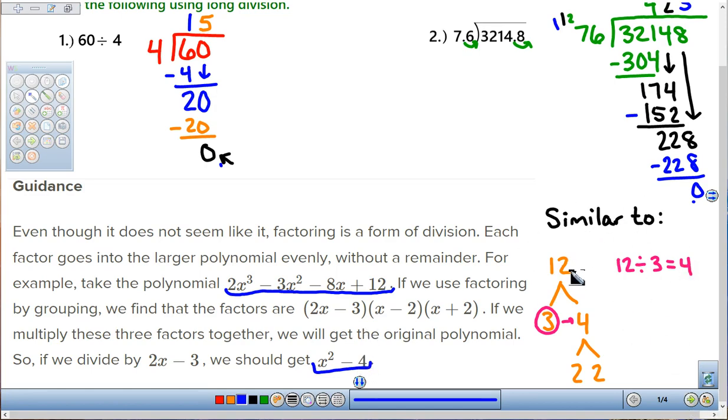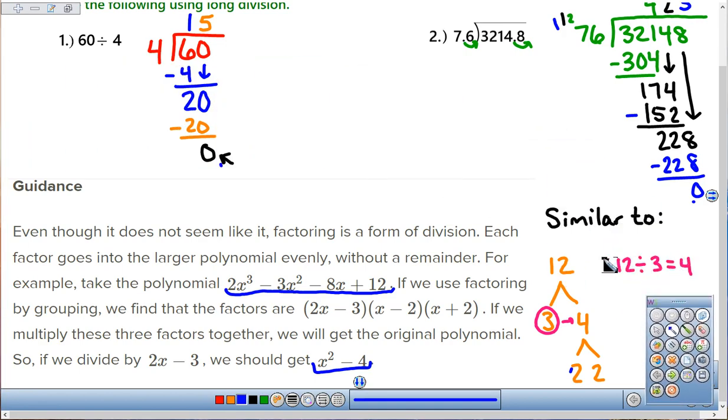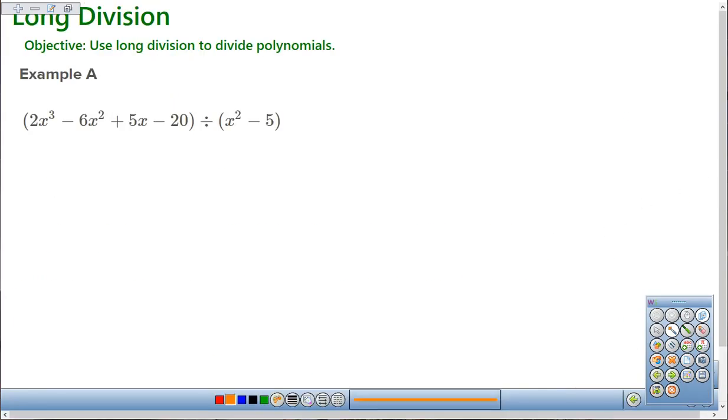Very similar to this. I could factor 12 into 3 and 4. In other words, 3 times 4 would equal 12. And so when I'm doing division, that's what I'm doing. If I'm doing 12 divided by 3, the result is 4. Noticing, though, that the 4 could still factor down. So division and factoring are slightly different, but we want to understand that relationship, just like we see it here. Okay, so now we are going to actually divide polynomials using long division.